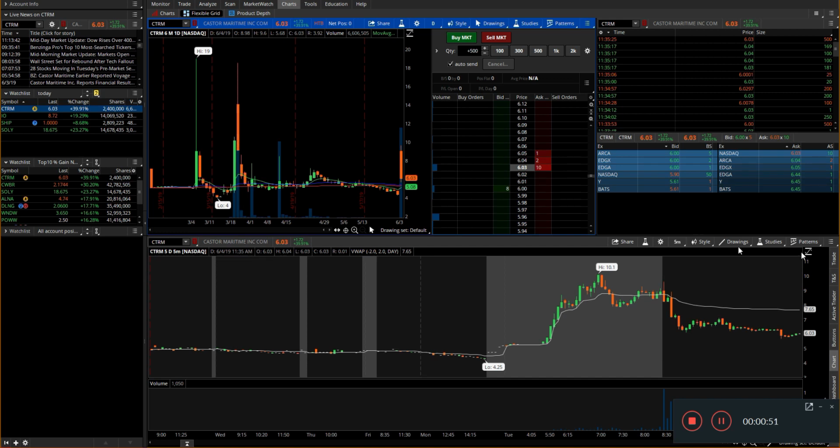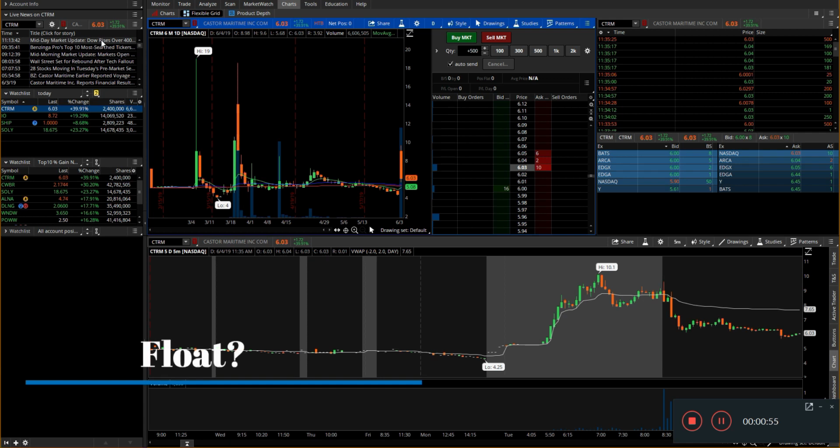First things first, let's talk about the float. The float is the number of shares offered to the public. Companies are made up of shares, and not all the shares are available to purchase to the public. The ones that are available to purchase, that is called the float. Those are the shares that I can buy, you can buy, your neighbor can buy, your grandma can buy, whoever can buy them. Well, we want stocks that are low floats, so under 20 million shares.